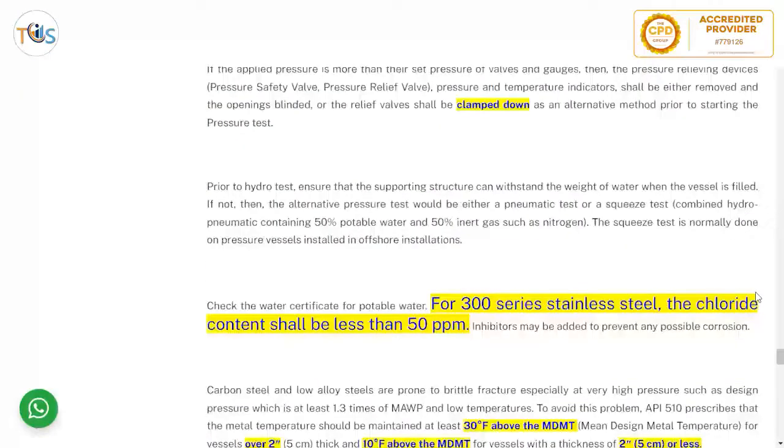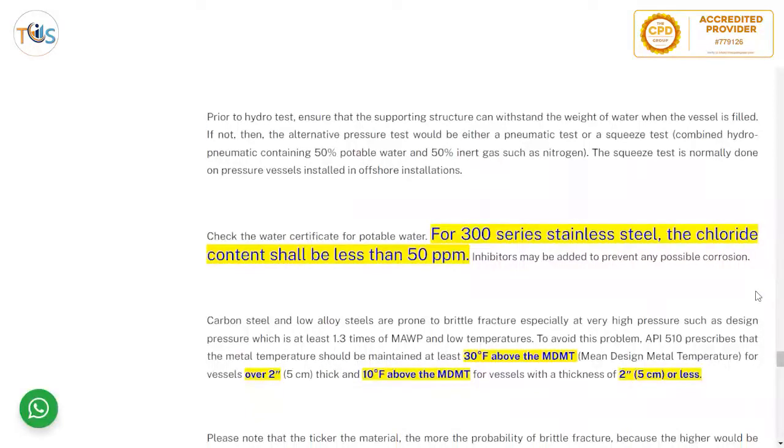prior to starting the pressure test. Prior to hydro test, ensure that the supporting structure can withstand the weight of water when the vessel is filled. If not, then the alternative pressure test would be either a pneumatic test or a squeeze test, which is a combined hydro pneumatic containing 50% potable water and 50% inert gas, such as nitrogen. The squeeze test is normally done on pressure vessels installed in offshore installations, where the structure may not withstand large pressure vessels weight when fully filled with water for pressure test purpose.